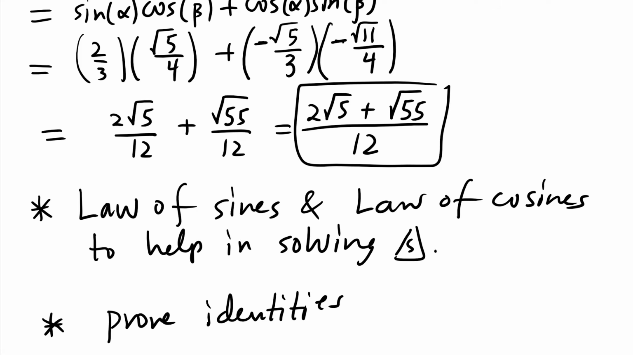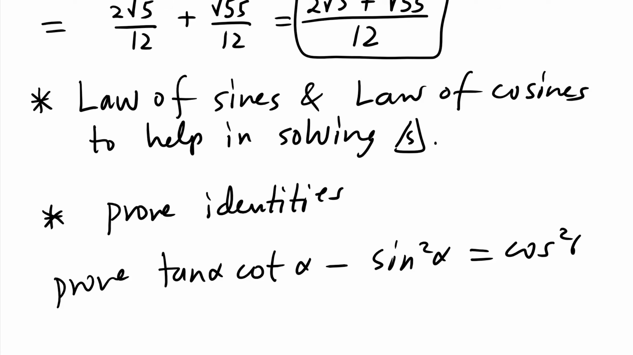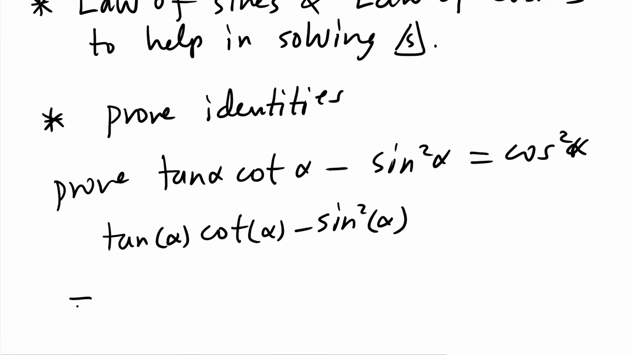Okay, you guys wrote that down? Let's say, for example, they ask us to prove tangent alpha cotangent alpha minus sine square alpha equals cosine square alpha. As you can see, the left side is the larger side. So I'm going to take the left side to start with. Let's see how we're going to get to the right side. Convert everything into sine and cosine. This is sine alpha over cosine alpha. Cosine alpha over sine alpha.